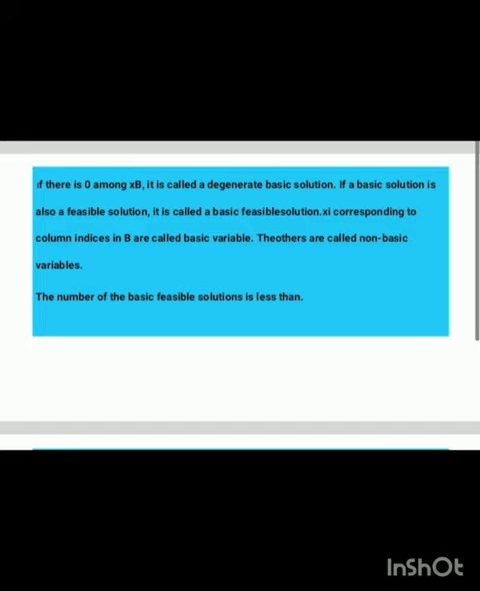If a basic solution is also a feasible solution, it is called the basic feasible solution. The xi corresponding to the columns indicated by B are called the basic variables. The others are called the non-basic variables. The number of basic feasible solutions is finite.